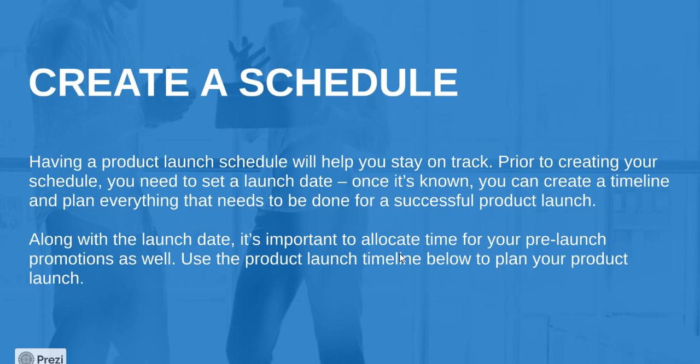Now you have to create a schedule. Having a product launch schedule will help you stay on track. Prior to creating your schedule, you need to set a launch date. Once it's known, you can create a timeline and a plan, everything that needs to be done for a successful product launch. Along with the launch date, it's important to allocate time for your pre-launch promotions as well. Use the product launch timeline below to plan your product launch.